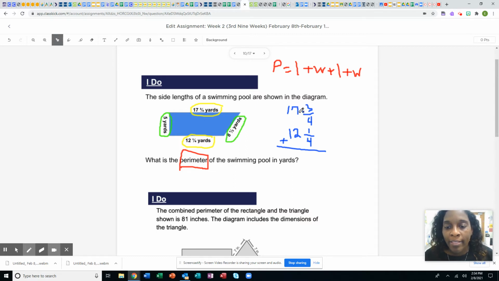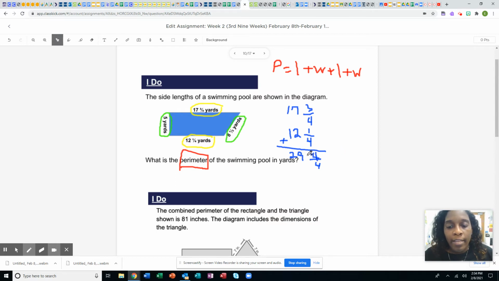So I'm going to just add these. I'm going to start with my whole numbers. I have 7 plus 2 equals 9, and 1 plus 1 equals 2, so that's 29. Next, I'm going to go over here. Again, our denominators are the same, so that's going to come down and be a 4. And then I can add my numerators. 3 plus 1 equals 4.